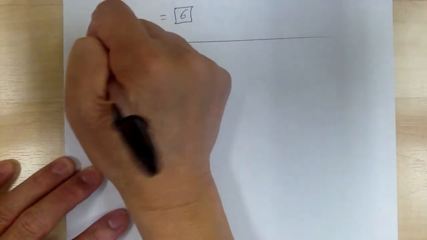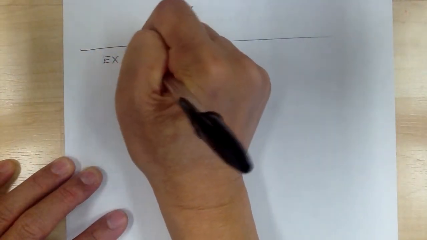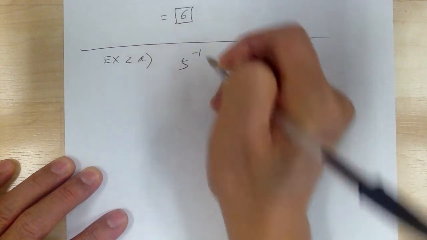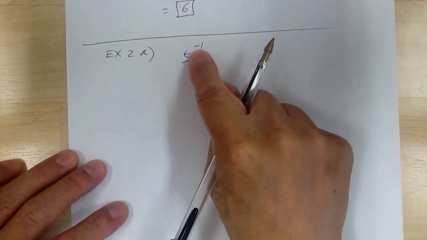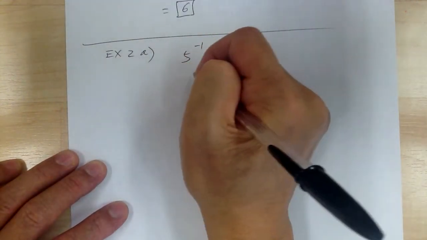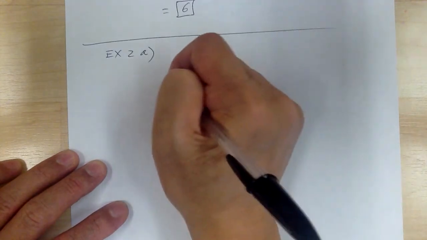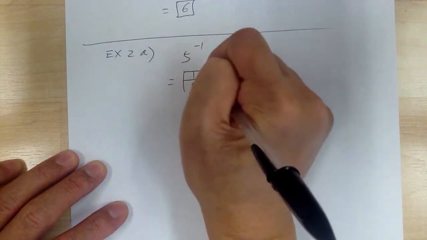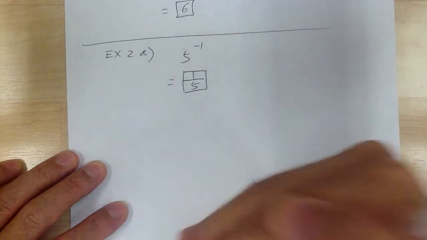So if you go to example 2a, you've got 5 to the negative 1 power. Again, negative in the exponent means you flip things over. So this is going to be equal to 1 over 5. Again, negative exponent means you flip things over.